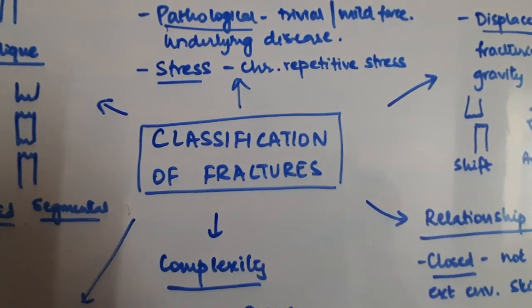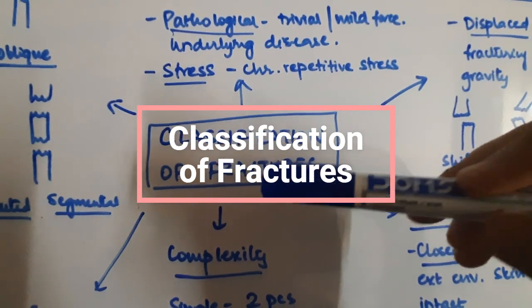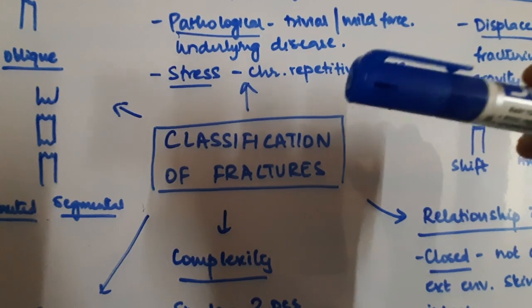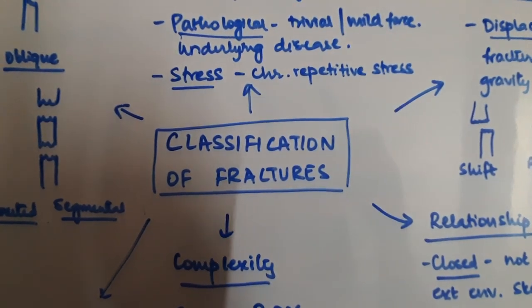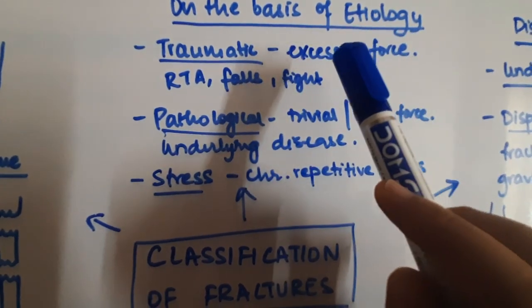Hello everyone. In this video, we will talk about the classification of fractures. So fractures can be classified into different kinds based on different parameters. The first one is on the basis of etiology of the fracture.